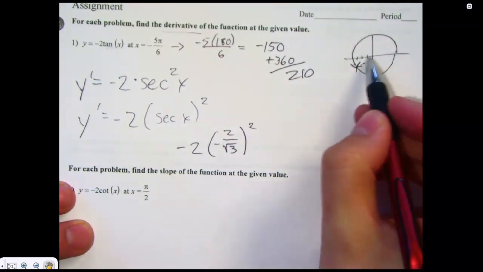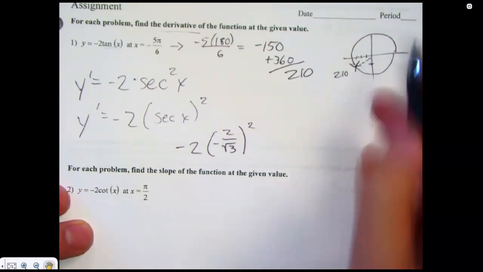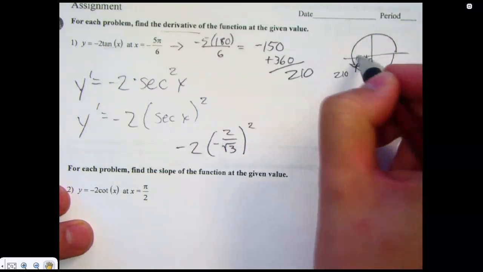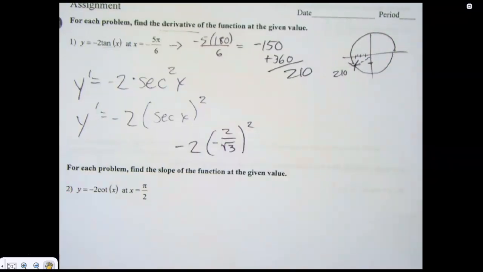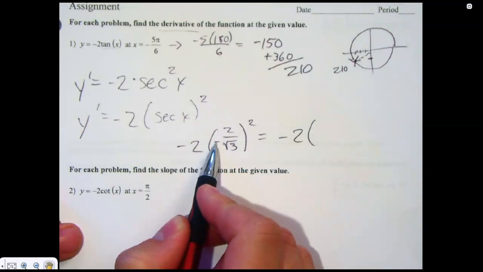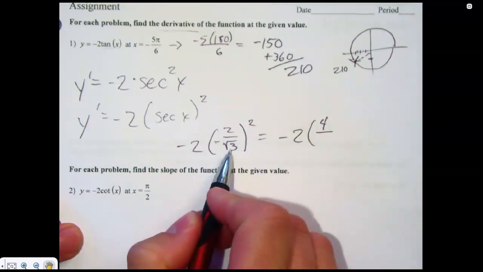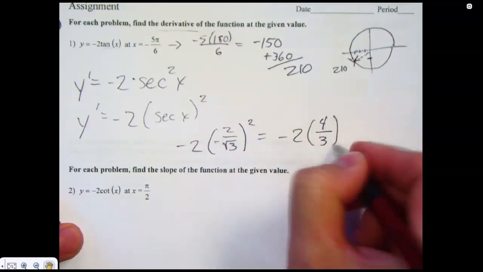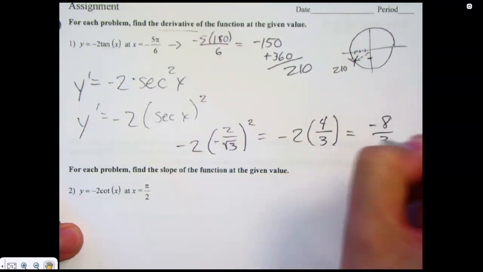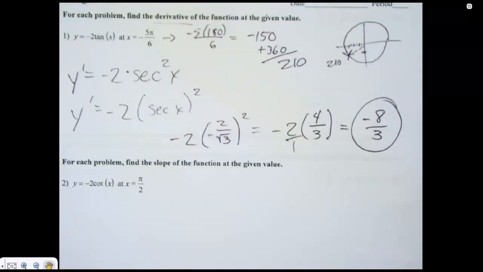So the x value is 1, 2, 3 tick marks to the left because this is 210. So that's going to be the negative square root of 3 over 2. But I want c, so I flip it upside down. Now if I square that, the negative sign just goes away, right? So it doesn't really matter if it's negative or not in this situation. What's 2 squared? 4. What's the square root of 3 squared? 3. And this will be negative 8/3. This is like negative 2 over 1 times 4 over 3.